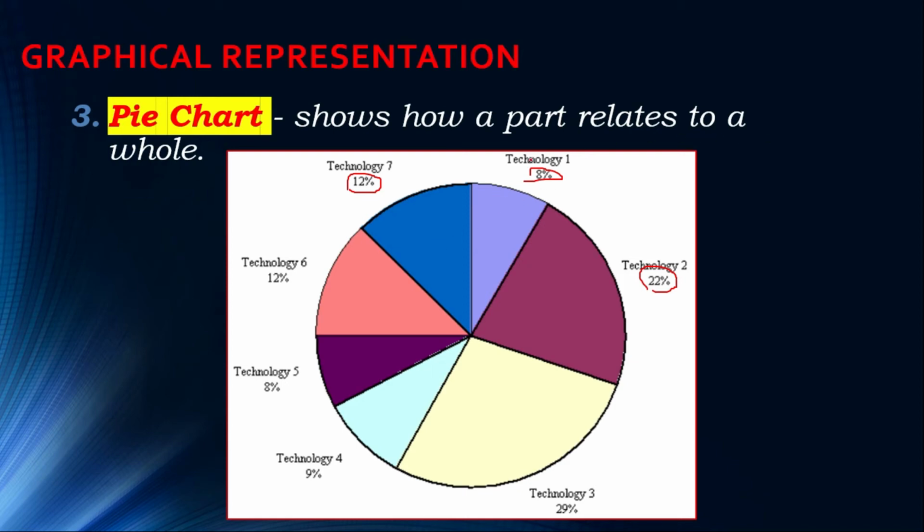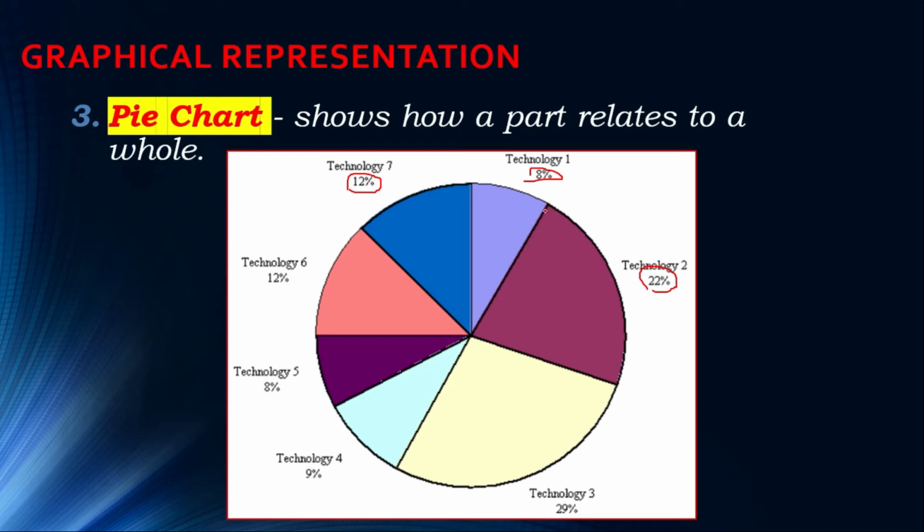So, sa Technology 1, meron tayong 8%. Ayan. Technology 7, merong 12. Technology 6, 12%. Technology 5, 8%. Technology 4, 9%. Technology 3 is 29%. And Technology 2 is 22%.